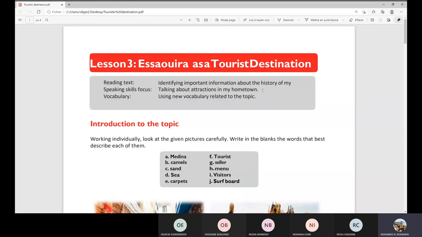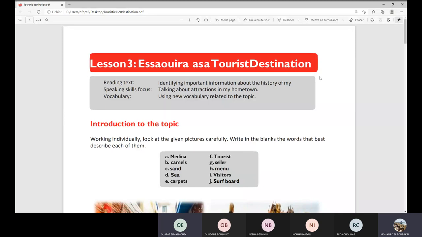Good morning again, everyone. This is the lesson you missed last time, so we'll deal with it, okay? We'll talk about touristic destination. What do you think touristic destination means? Let's start with this simple question. How can you define touristic destination? What is a touristic destination?